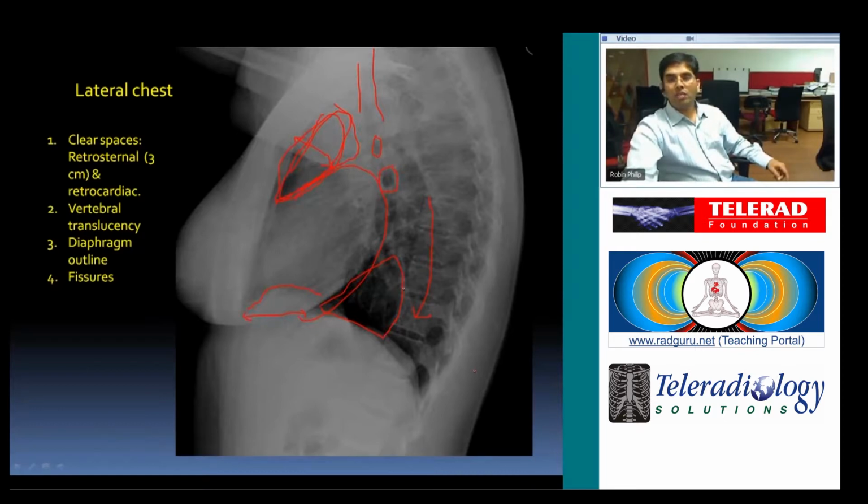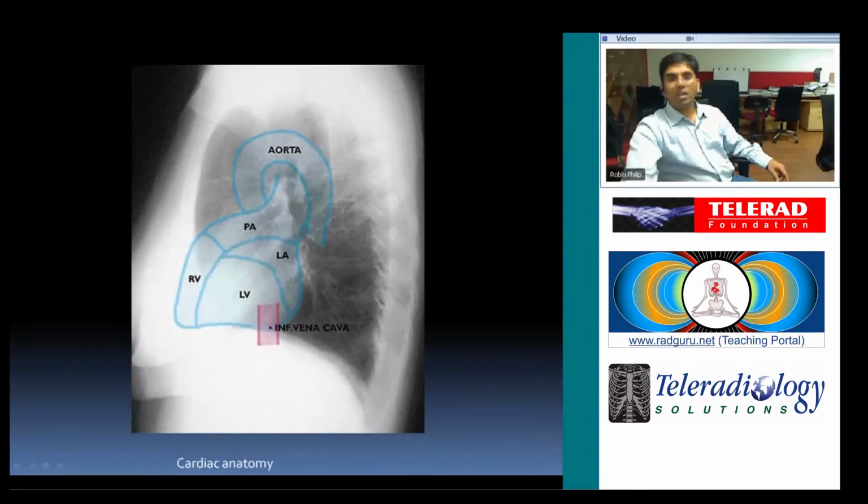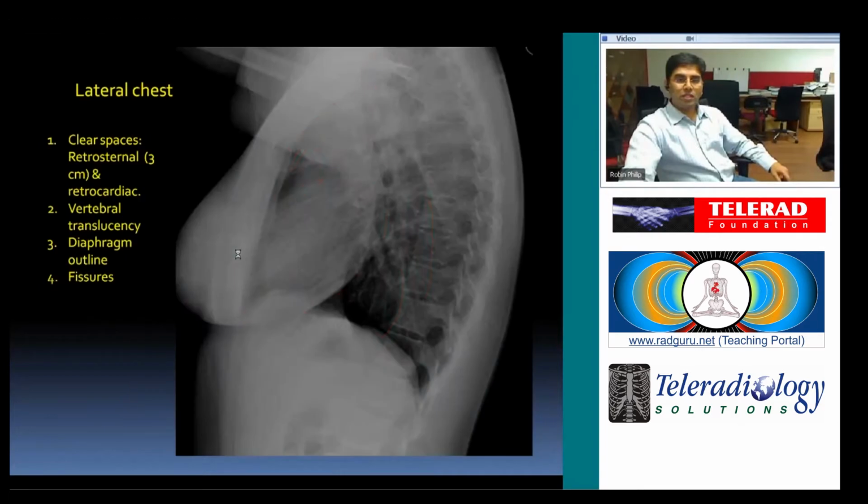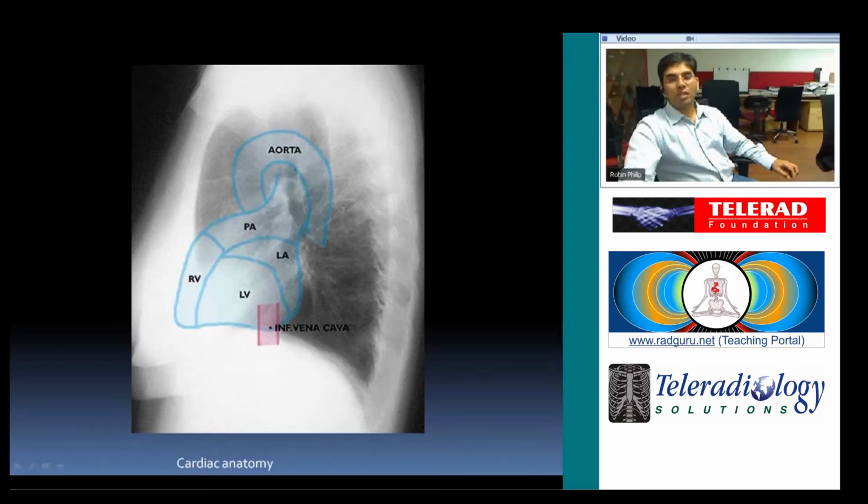You have to observe for the fissures. Now, that is your retrosternal and retrocardiac spaces, and then the corresponding cardiac anatomy. You can see most of this. Oh, just let me go back. Yeah, you can see here, there is a small fold. That's the IVC marking. You can pick it up on a well-done radiograph, and you will see this IVC entering into the right atrium, in fact. So that is the IVC corresponding anatomy.